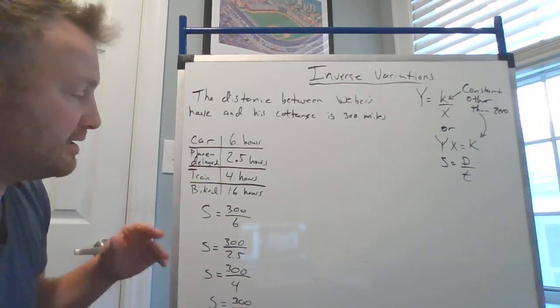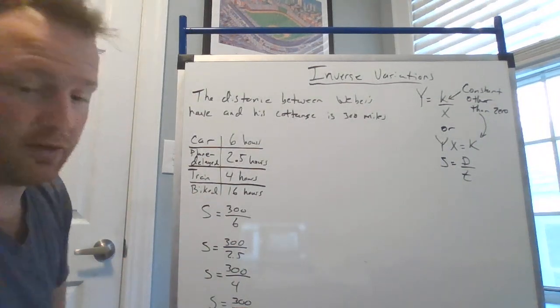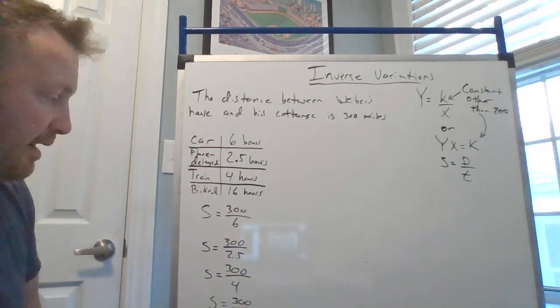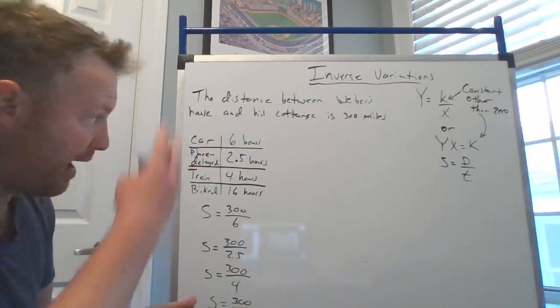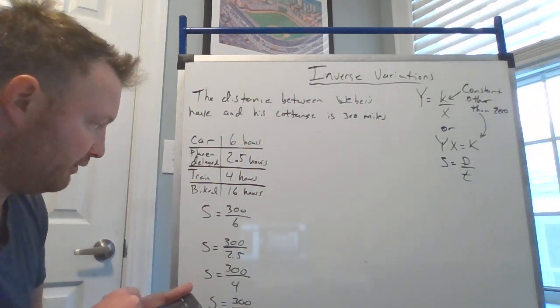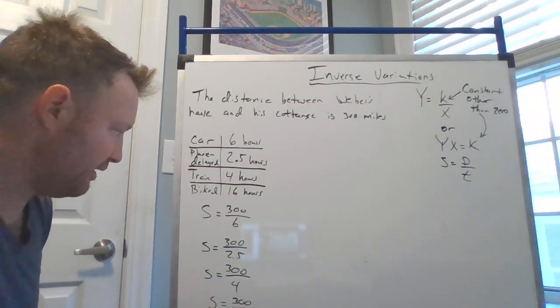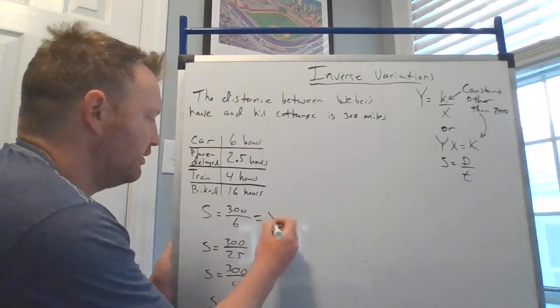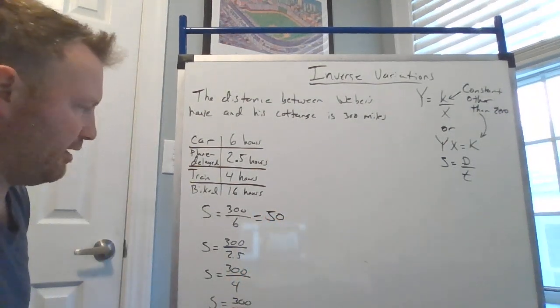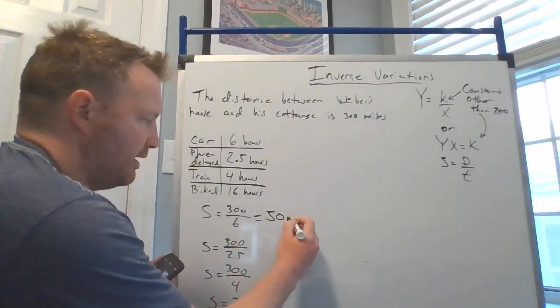Speed is distance divided by time, always. So being that I set these up, feel free to go ahead and do that. Copy this down in your notes so you have something for yourself. And 300 divided by 6, that's going to equal 50. I don't know why I used my calculator, I knew that.